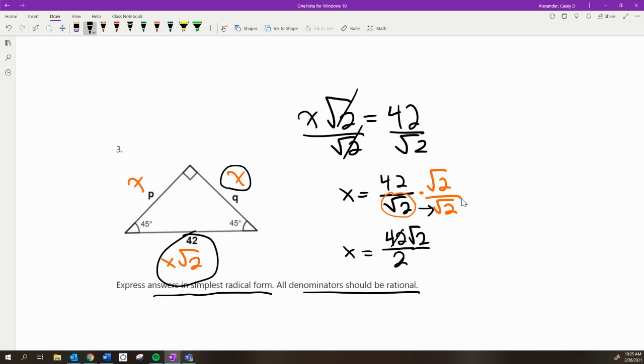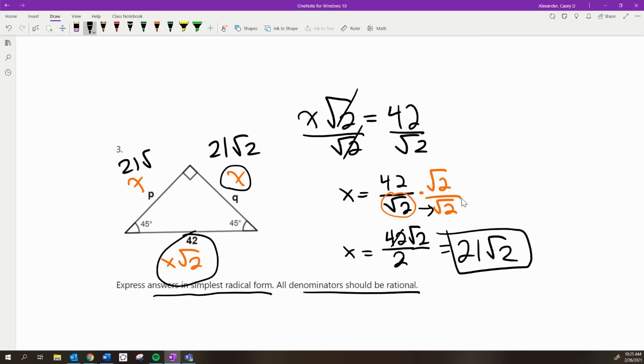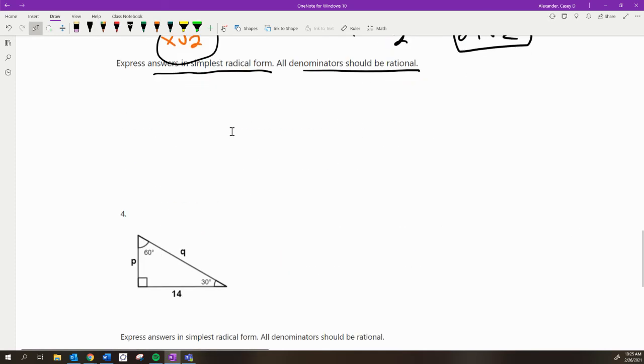And then if you can, you should reduce. 42 divided by 2 is 21. So the answer that we were looking for was 21 root 2 for both P and Q on this one. All right, one more to do.